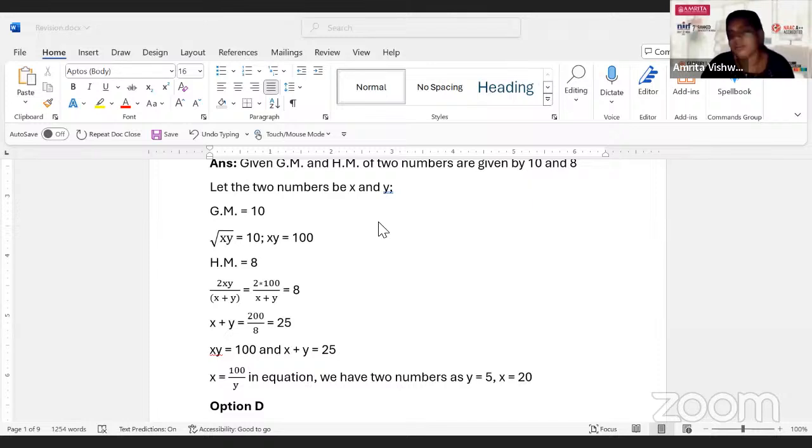We have problems with the relationships between AM, GM, and HM. These types of problems come in examinations.